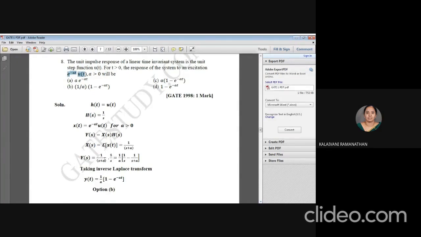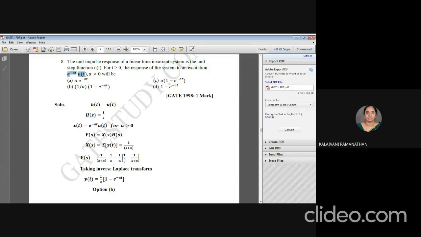And after this, you have to apply partial fractions so that the equation becomes equivalent to A by s plus A by s plus a. And then you have to find the constants A and B. If you find the constants, it will be equivalent to 1 by a. So the equation becomes 1 by a into 1 by s minus 1 by s plus a.